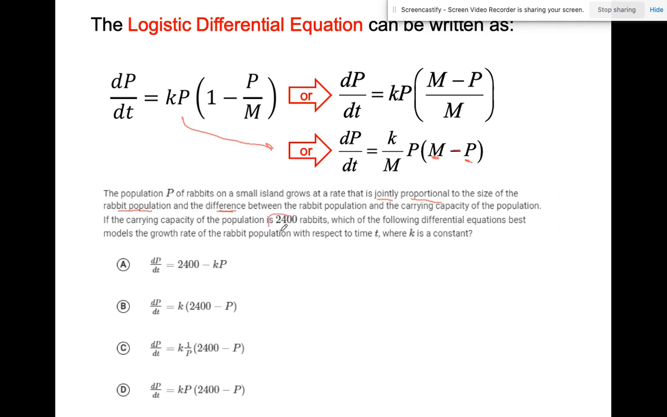Can you see the 2400? The 2400 is in each one. This one doesn't have minus P, so hopefully that one's out. But can you decide which one of these it is? It doesn't quite look like any of them yet, unless you realize, oh wait a second, maybe I should be looking at this form. What happens if you divide everybody here by 2400? Don't you get kP over 2400 times 1 minus P over 2400, dP dt?